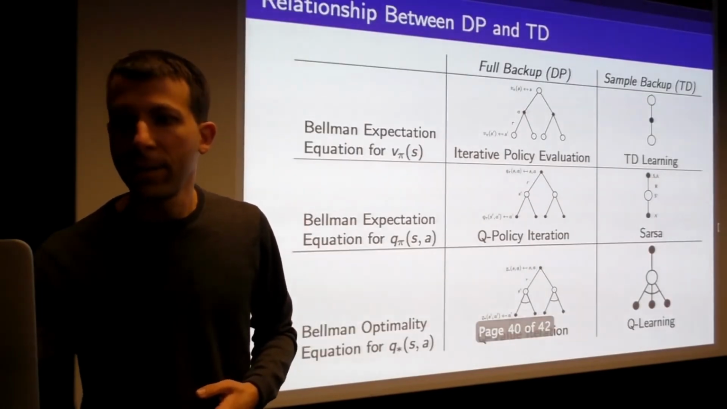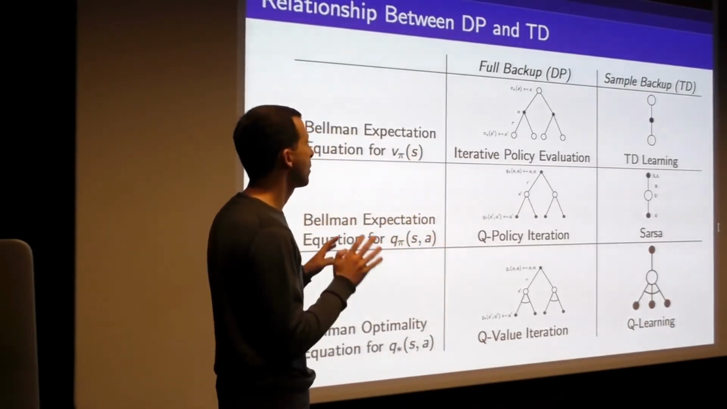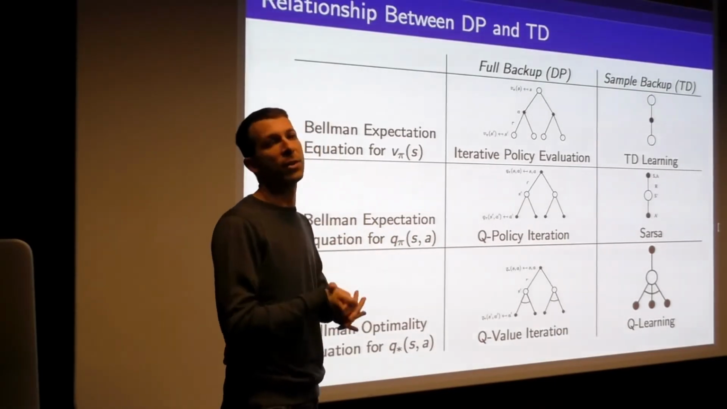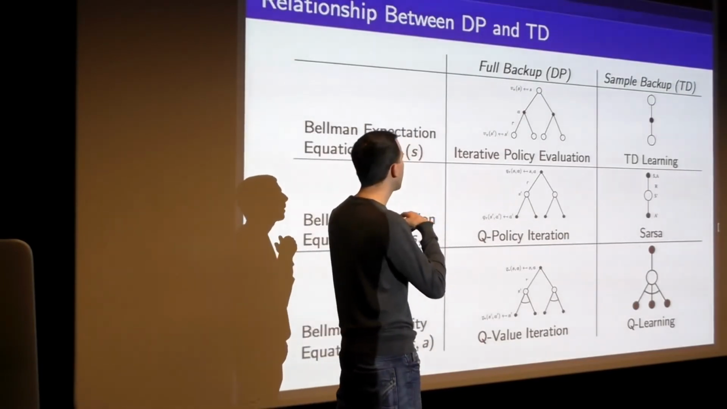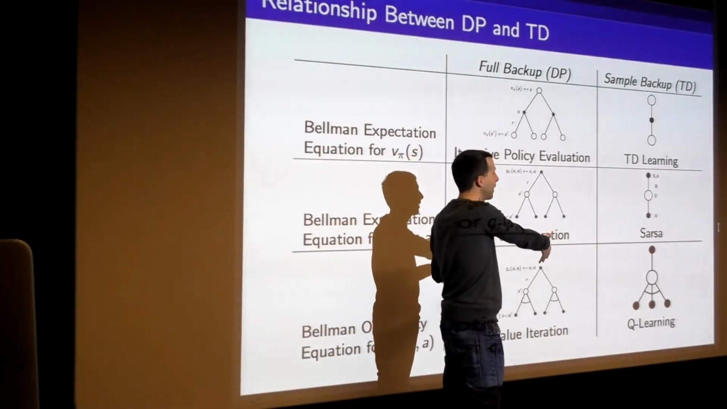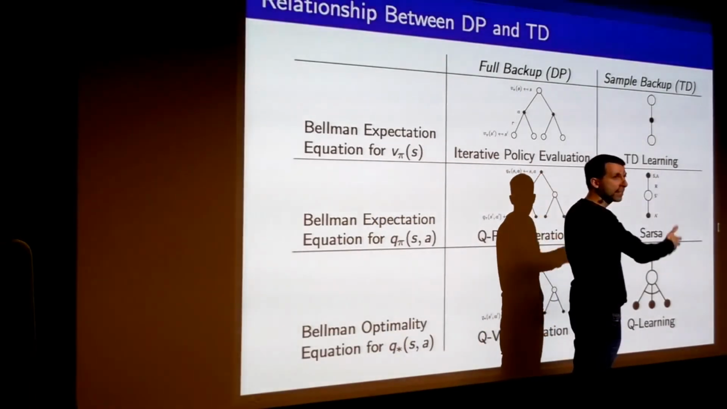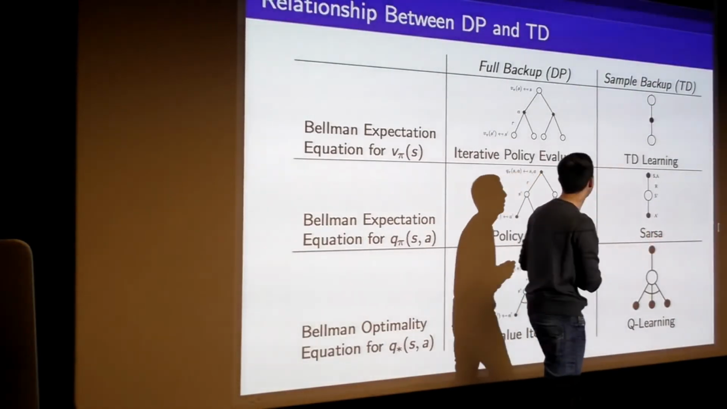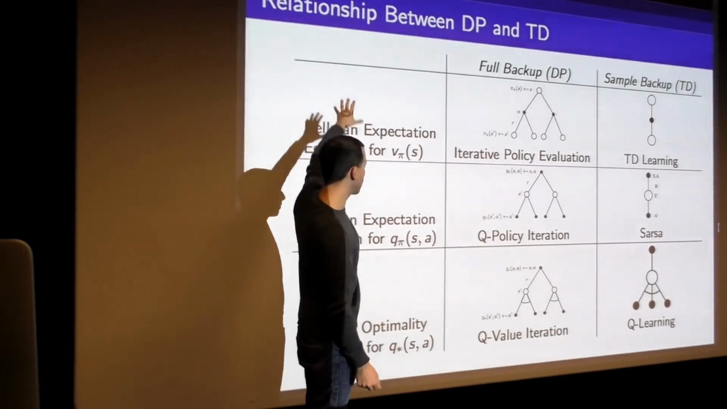So just to wrap up, I want to bring out the relationships between these full width updates that we had in dynamic programming and what goes on in temporal difference learning. In this column here is a dynamic programming algorithm that we looked at in the previous lecture. On the right-hand column are these sample-based algorithms, TD and algorithms that we've looked at in the last lecture and this one.